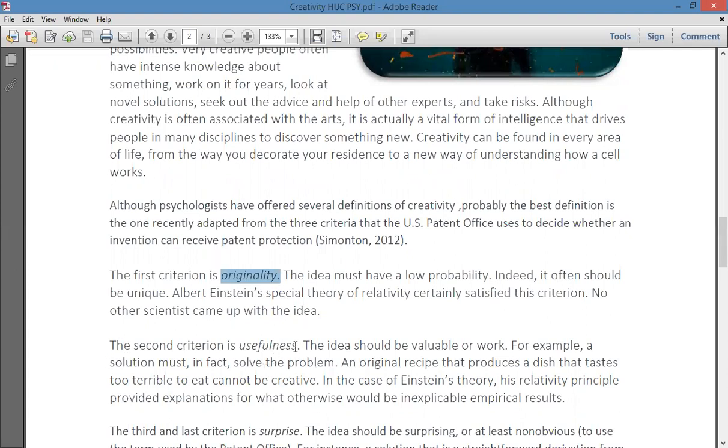The second criteria is that it should be useful. The usefulness. The idea should be valuable or work. For example, a solution must in fact solve the problem. Now, if you come up with a solution, we can't just blindly say that it is creative. In Sri Lanka, we do have a lot of problems, right? If you consider the government of Sri Lanka, they are having so many problems to solve, and people are giving solutions as well, but those cannot be creative solutions, because most of them are ignored since those solutions cannot solve the problem. So it should be a useful solution. So the first is originality. Second is usefulness, right?